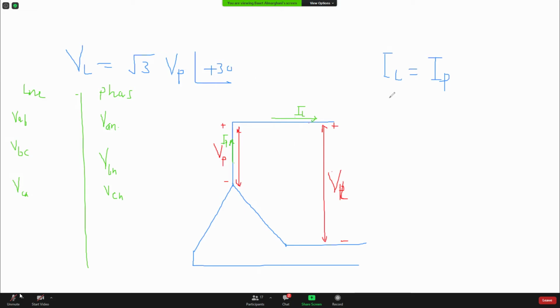While the line current and the phase current are equal, so I don't have to explain this. Is this okay for the Y connection? So this is the Y connection. Now we're going to do delta connection, the other one.